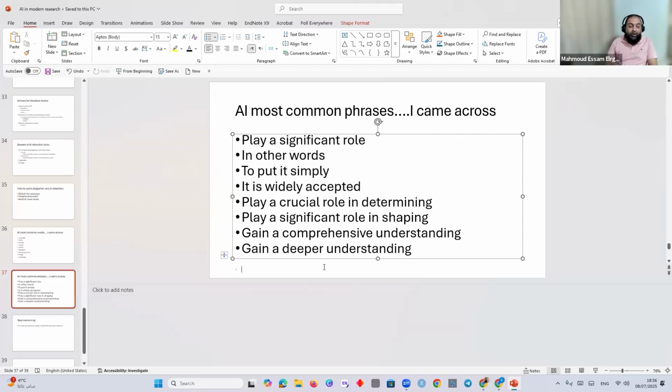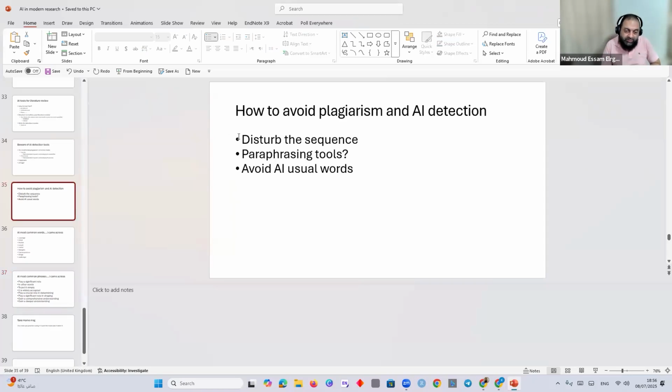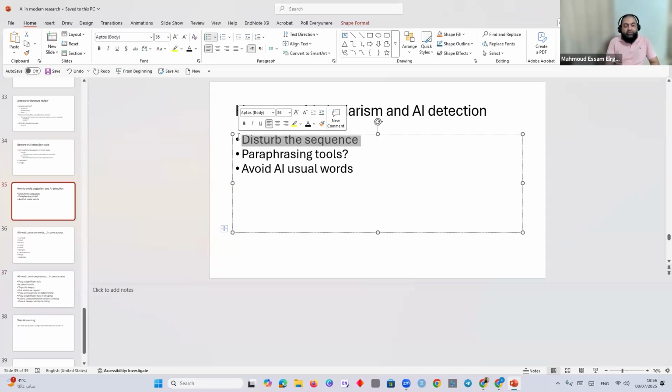In other words, this one you will see a lot in the literature these days. To put it simply, it's widely accepted. Play a crucial role in determining. So when someone asked me how not to get caught, try to disturb the sequence. This is the first thing. Try to disturb the sequence.